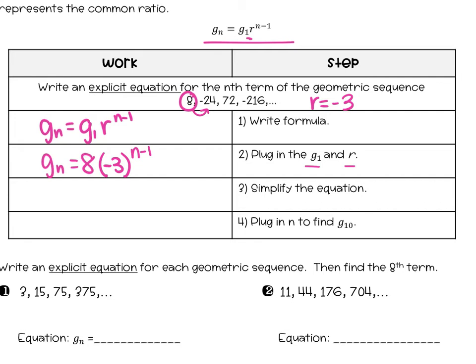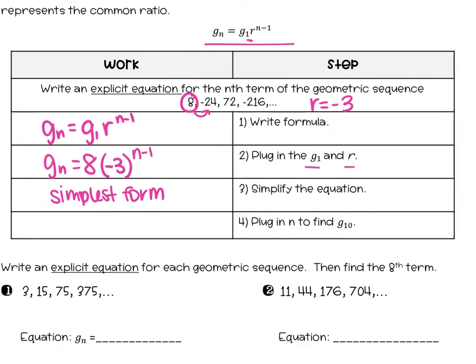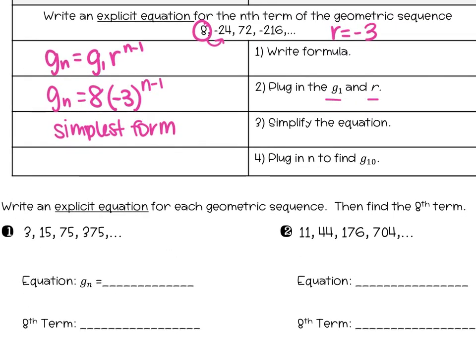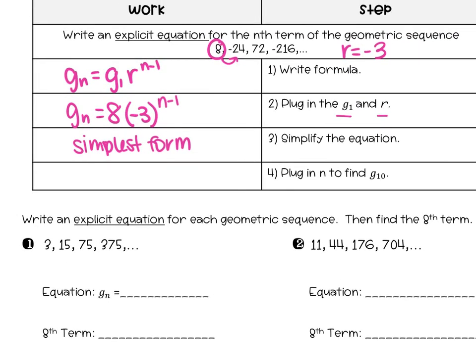Okay, simplify the equation. Since we do not have a number yet for n, we're actually not going to do that part. We're not ready for that. So that is in simplest form. You do have one on your quiz where they say simplify if you can, but you can't do that one. Okay, lastly, step 4, plug in n to find G10.